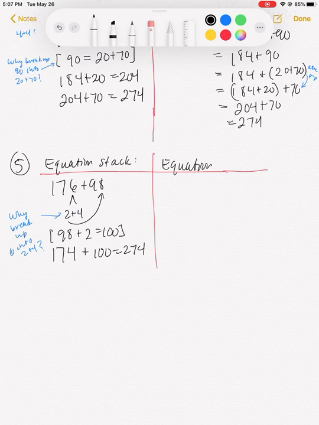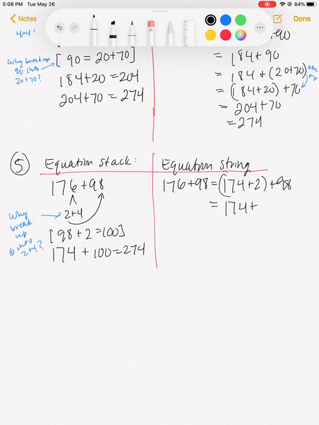Now the equation string goes like this. 176 plus 98 would equal maybe something like this. So the student had broken the 6 up into 2 plus 4, so let's do that with our 176 as well. Into 174 plus 2 plus 98. Then the student had added the 2 to the 98 to get 100. So 174 plus the quantity 2 plus 98 was done next. And so we can do that by using the associative property. And then we have 174 plus 100. And then the student had just summed those to 274. Okay.